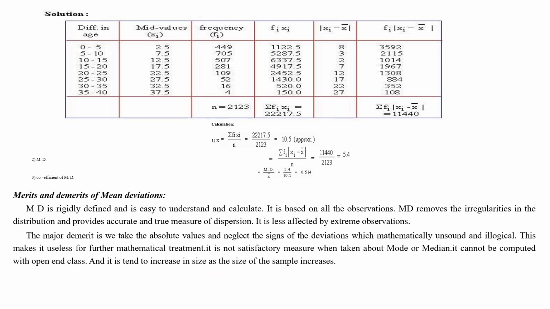So the difference in age 0 to 5, the mid value is xi = 2.5. The frequency is given. Frequency into xi, fi xi, we will get this much. Then xi minus x bar. Okay, when you try this yourself, you will understand it. What do we get for xi minus x bar?